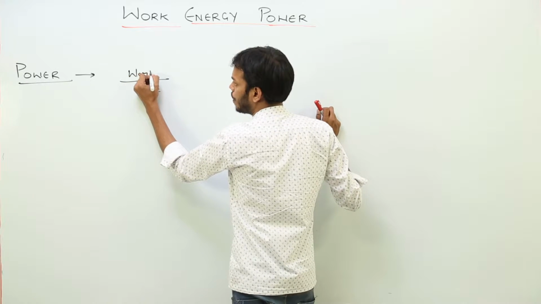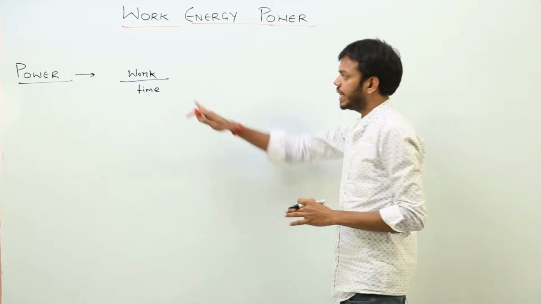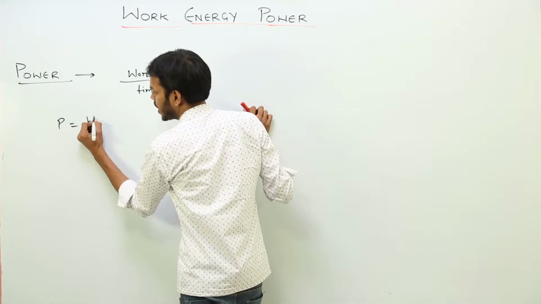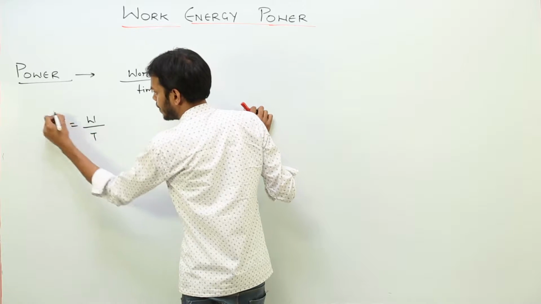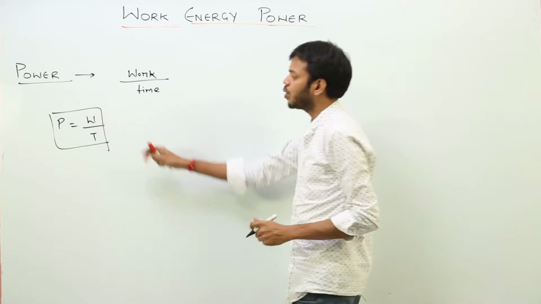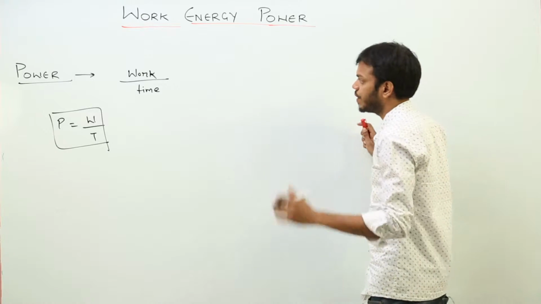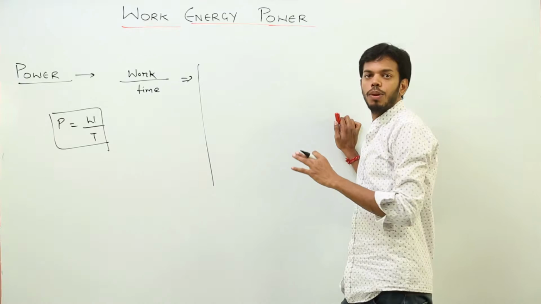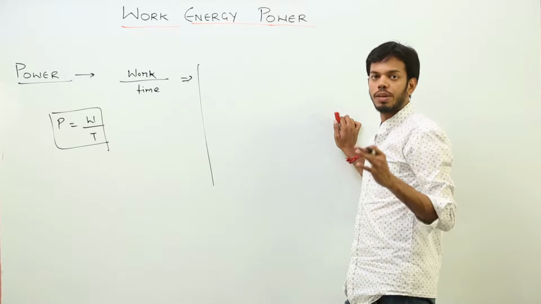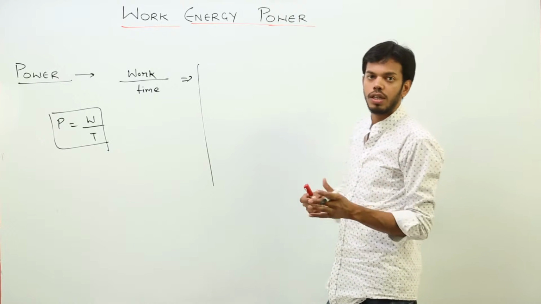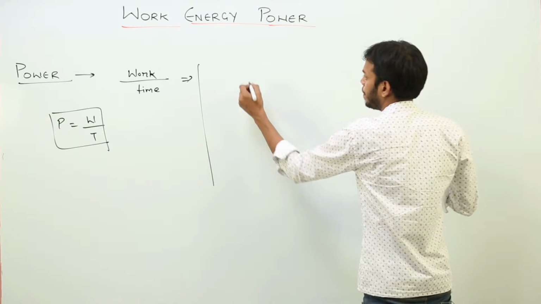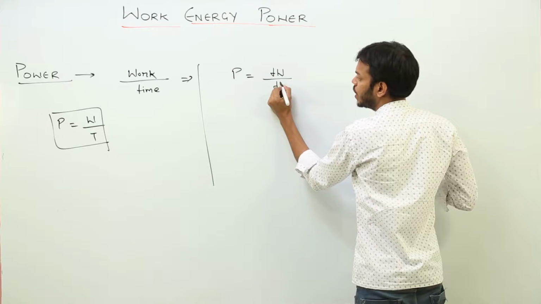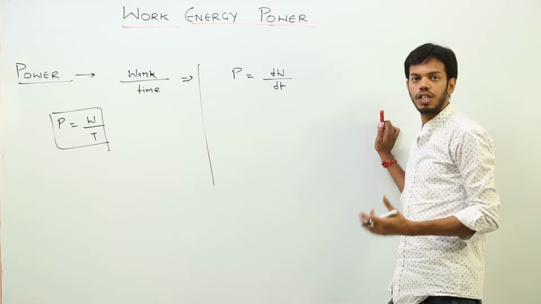So work done upon time taken. This gives us a basic formula of power, that is, power is work done upon time. Alright. From here we can go for an SI unit of power, but that is a different thing. This is a general formula of power. But we need to talk about the instantaneous value of power at a particular instant of time. So power at any instant of time is dW over dt. This is how we do it, in differential format.